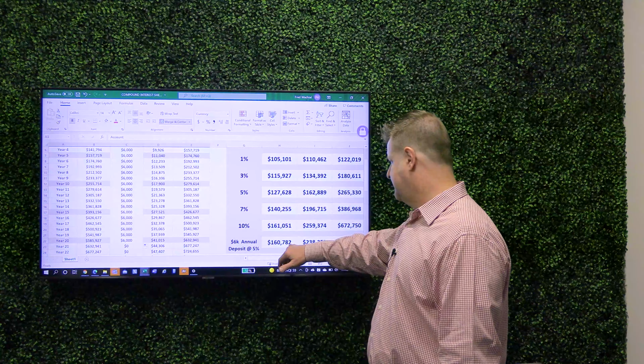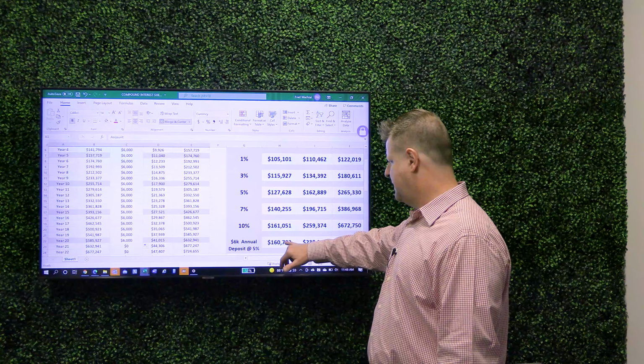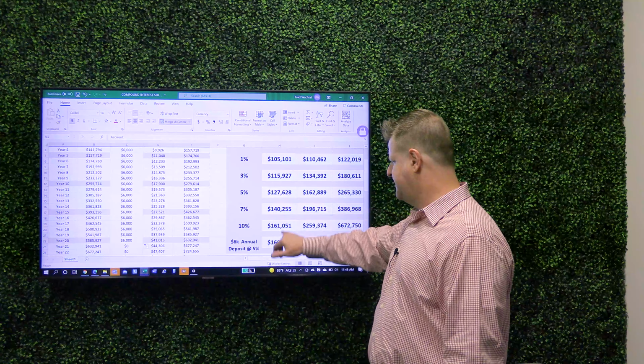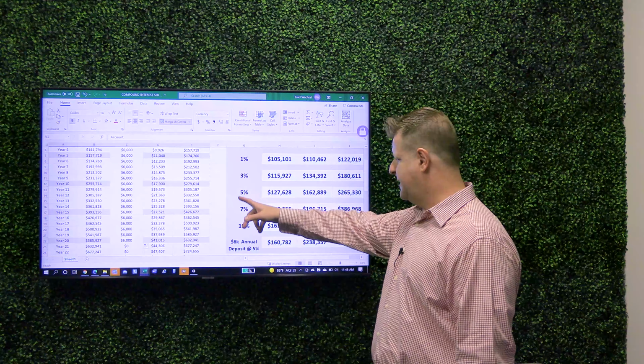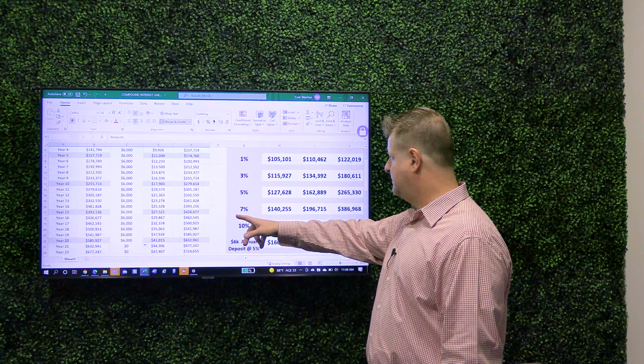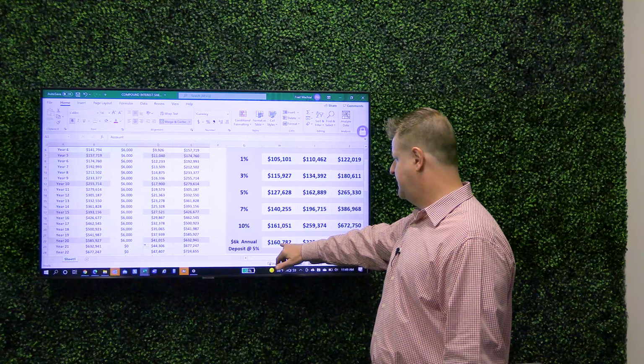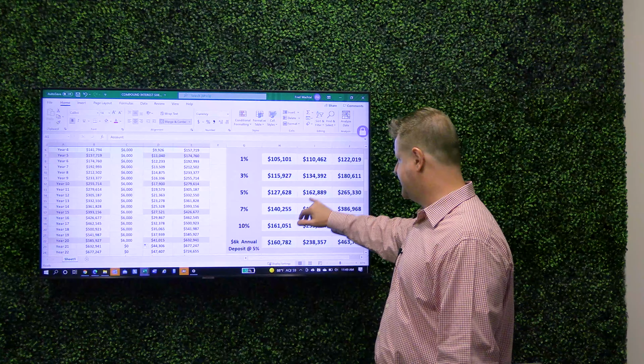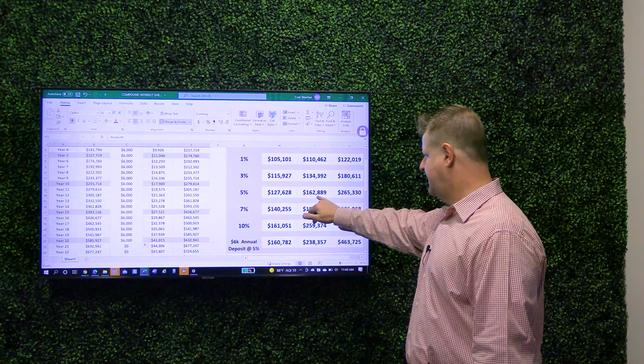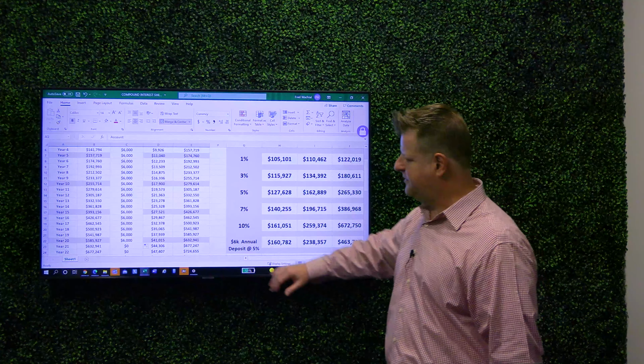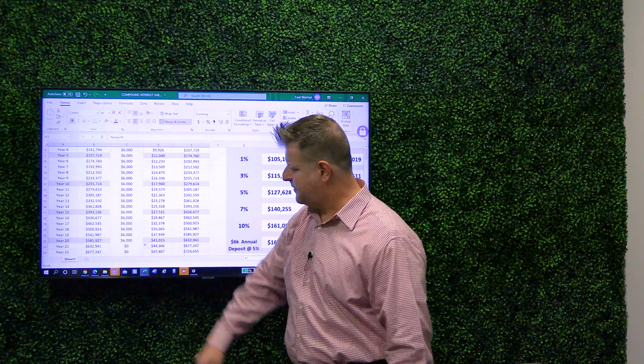And you can see here, I did it at 5%, so we'll just compare it to that line, but over a 5-year period, you go from 127 to 160, 10-year 162 to 238, and 20-year 265 to 463. And that's really where you start building the wealth.